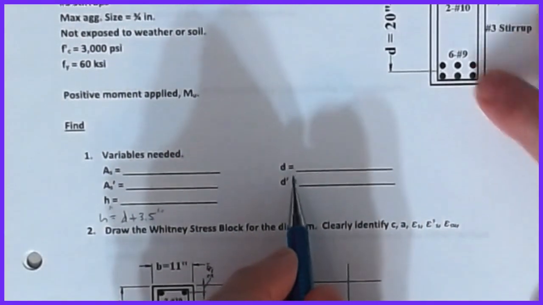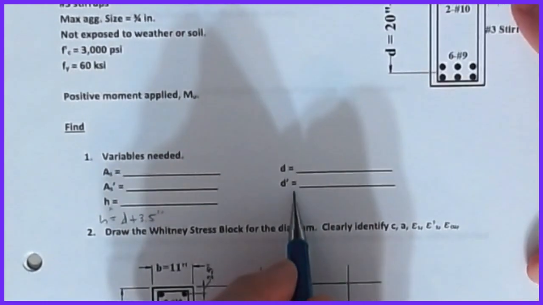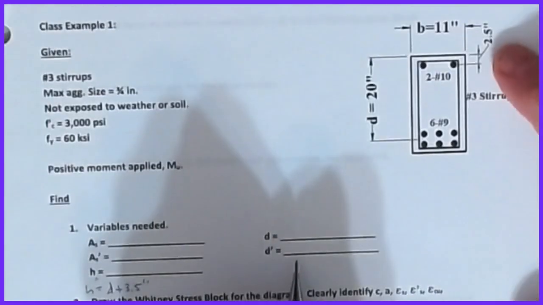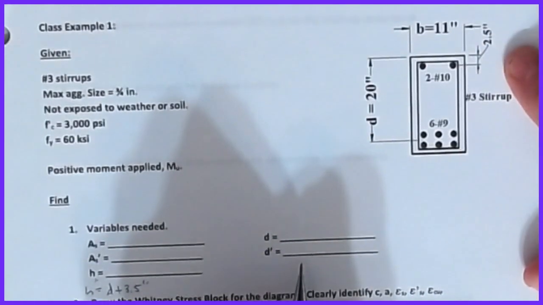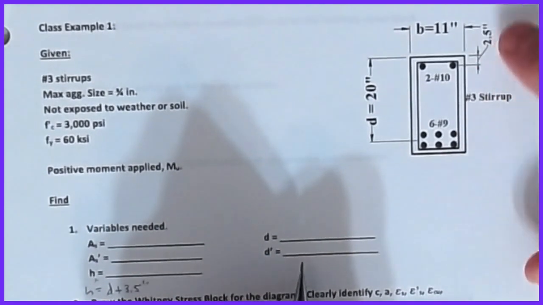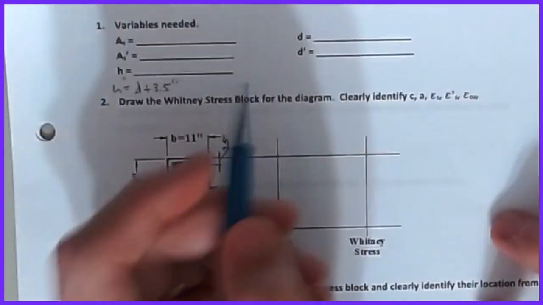Okay, and then we can compute. We've got our D is 20 inches and our D prime is 2.5. Now again, I called out D, but I didn't call out D prime here. This was kind of an exercise to make sure that you recognize what that dimension was. Let's just start the setup.